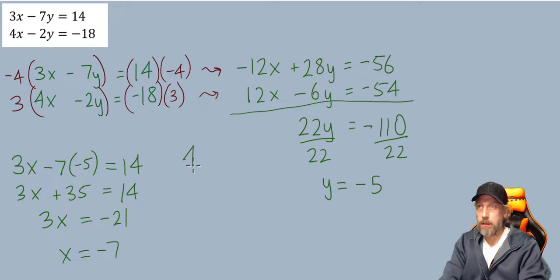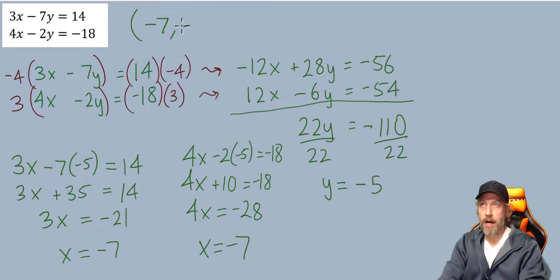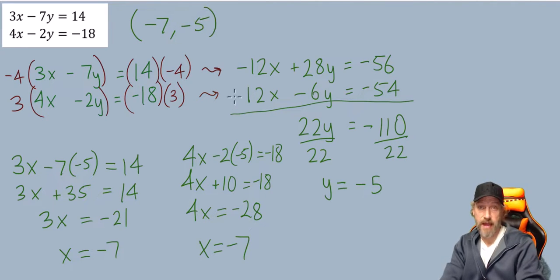Let's check the other equation. 4x minus 2 times negative 5 equals negative 18. That becomes 4x plus 10, because we've got negative 2 times negative 5. That equals negative 18. Solving for x, so subtract 10, we've got 4x equals negative 28. And then dividing by 4, we've got x equals negative 7. So we've got our solution: x equals negative 7, y equals negative 5.